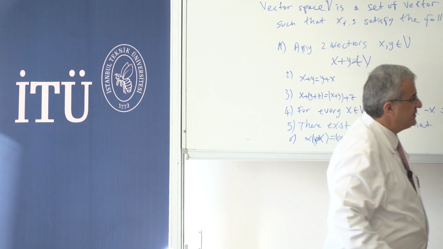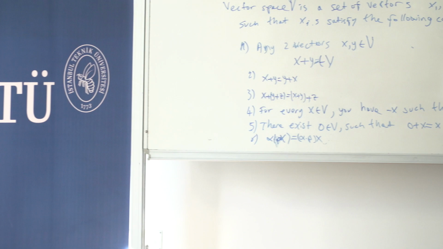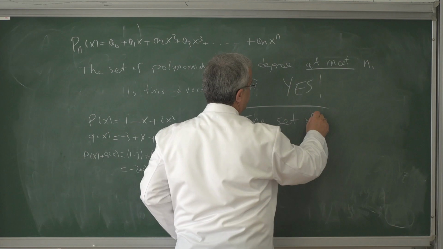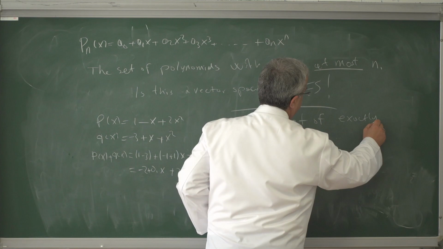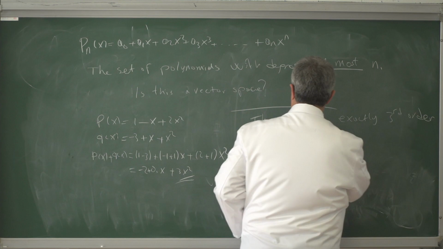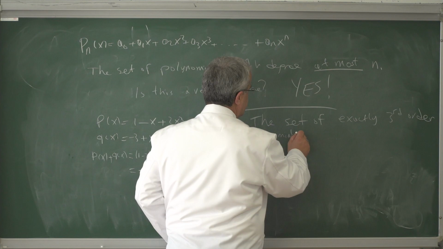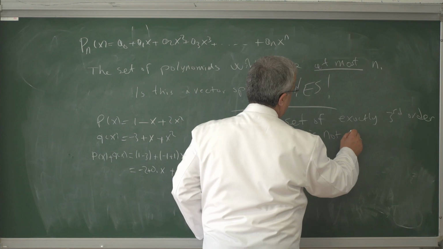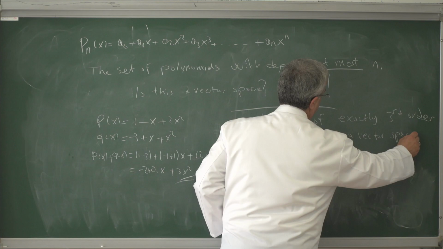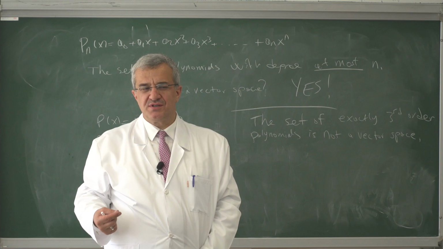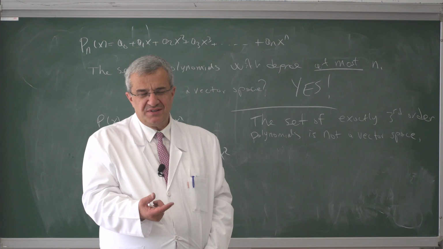Therefore, the set of polynomials of at most third order is a vector space, and this set of exactly third order polynomials is not a vector space. Why? There are many reasons. Zero is not a member, right? Zero does not belong to that set. Zero is a zeroth order polynomial. It's not an exactly third order polynomial.